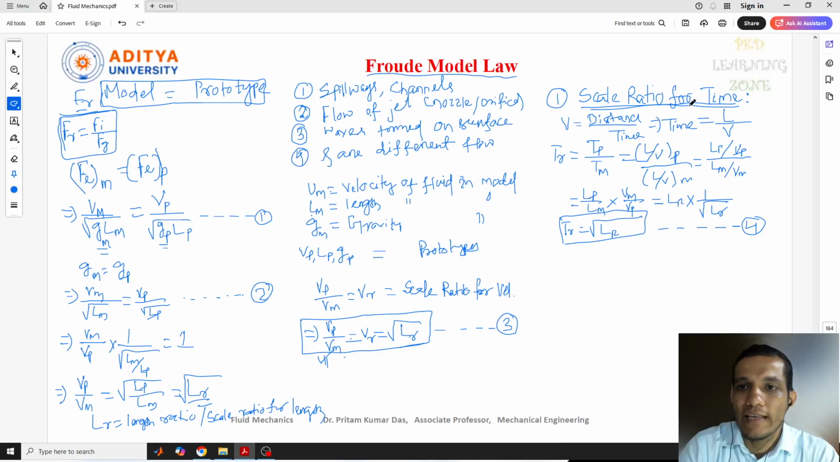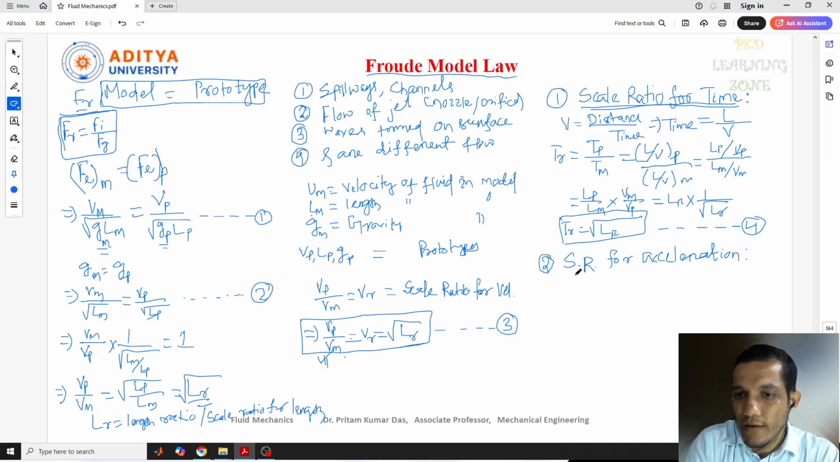So this is one scale ratio. I have taken an example for time. Similarly, many more are there. I'll give another example, that is scale ratio for acceleration. Acceleration, we know that we can write in terms of velocity by time. So I'll write this is V by suppose T.